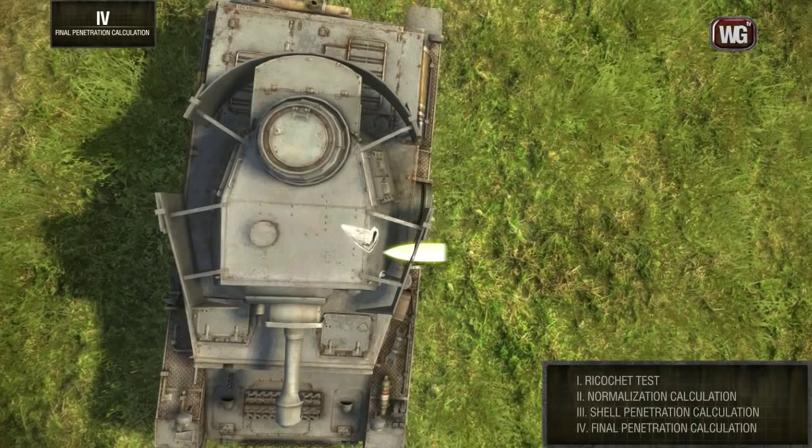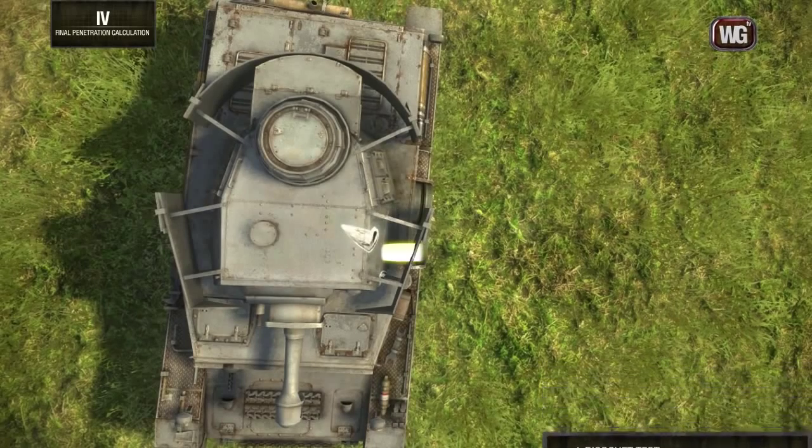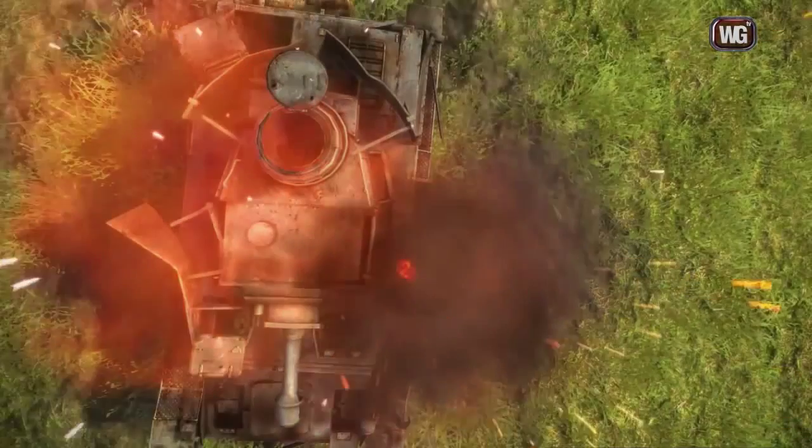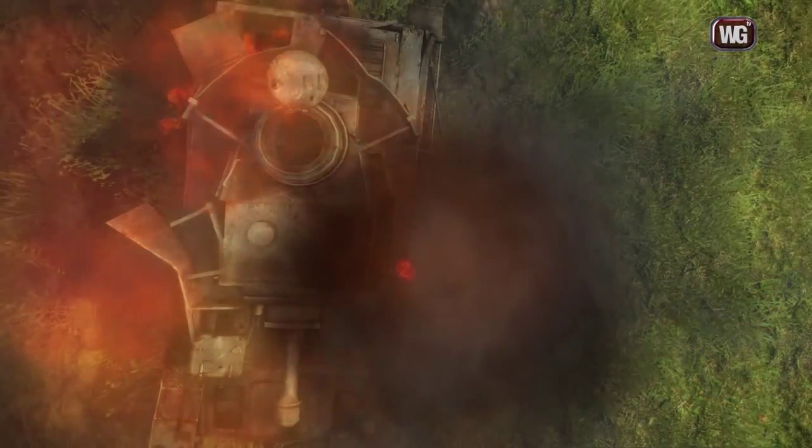If the shell hits the primary armor after completing those steps, the whole algorithm gets repeated. Ricochet test, shell normalization, and calculation of final penetration. If the underlying armor is penetrated, the vehicle is damaged by the shell using its average value plus or minus 25%.